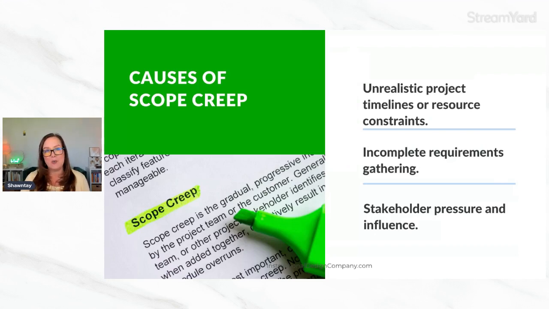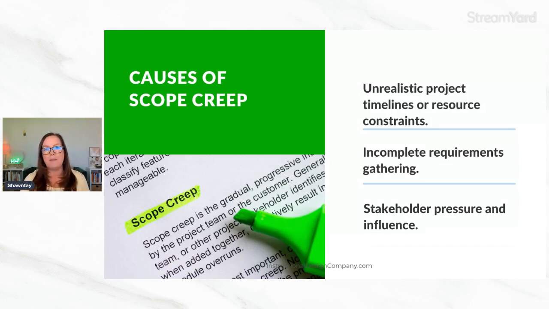Other things that can cause scope creep are unrealistic project timelines or resource constraints. Where we see this as instructional designers who are managing projects is again in that analysis phase. If we have an expedited timeline or a timeline that is unrealistic, we might try to take some shortcuts at the beginning to try and buy some time back in our timeline.